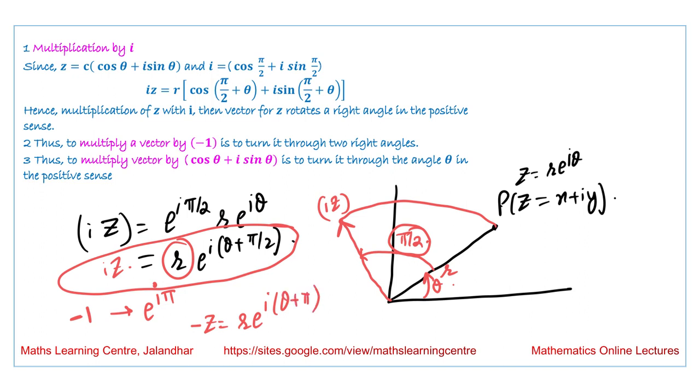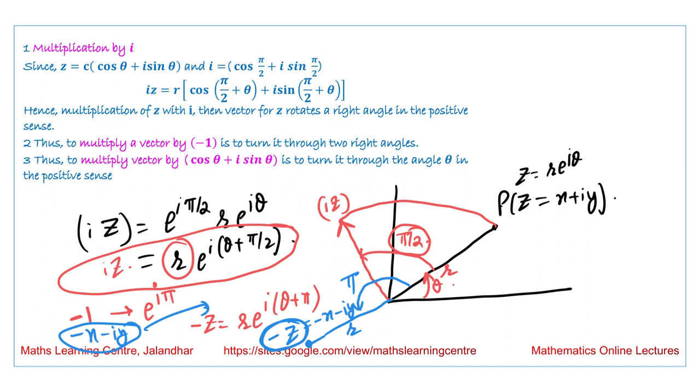You can also look at this number as minus x minus iota y, or in this form, where the angle with which it is rotated is pi. The length is R, and this point represents minus of Z. You can also look at it as minus of x minus of iota y. So this is the point representing minus of Z.